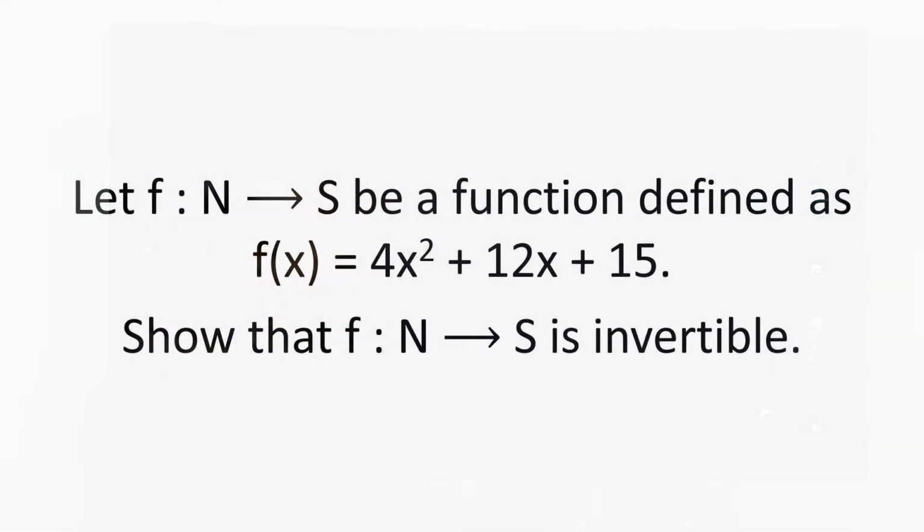Okay. A function f from N to S. Here S corresponds to the range of the function. Already they set the range and domain. That means this function is already onto, and we have to show that this function is one-one and onto, defined by f of x equal to 4x square plus 12x plus 15. We have to show that this function is invertible, hence find this f inverse function.